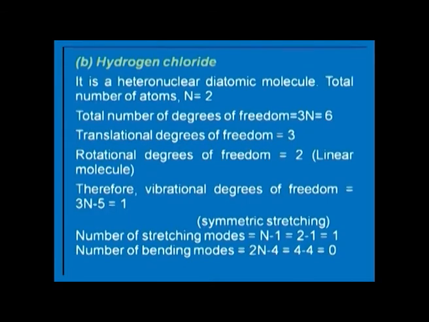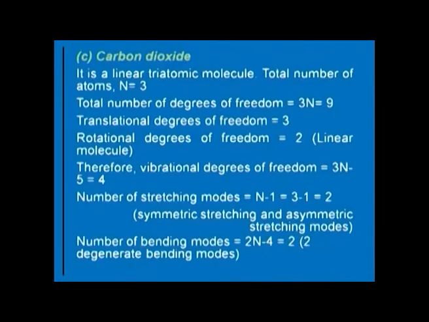Number of stretching modes is equal to N minus 1 equals 1, and number of bending modes would be 2N minus 4 equals 0. Number 3 is the carbon dioxide molecule. It is a linear triatomic molecule with total number of atoms N equals 3. Total number of degrees of freedom will be 3N equals 9.